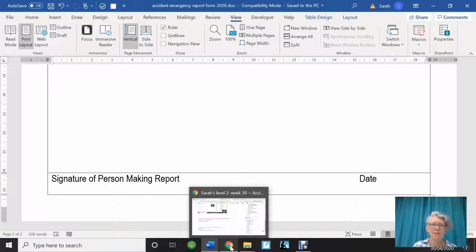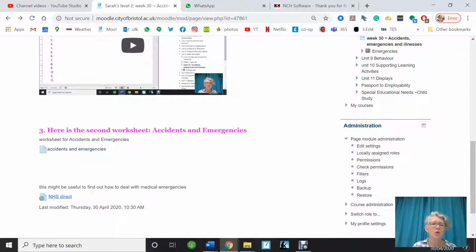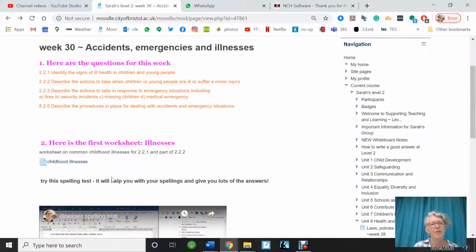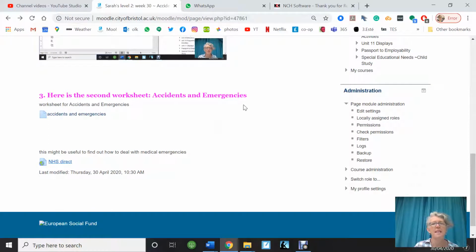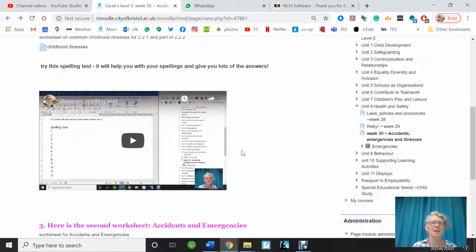Let's go back to Moodle and just make sure. Oh yeah, if you choose a medical emergency to go on that form, if you want more information, you could go on the NHS Direct website. For example, if you choose diarrhea and vomiting, there's a whole page there that tells you what to do. Okay, so this week you've got to fill in 2 worksheets, one on illnesses and one on accidents and emergencies. Fill them all in, send them to me, and that's your week's work done.